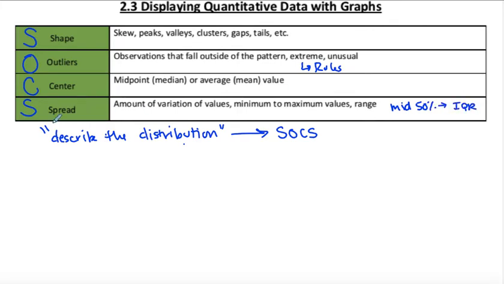There are going to be things that we can describe the spread. How far apart are our data values? Are they consistent around a certain center? Are they inconsistent with a lot of variation? So these are some of the words and things that we want to use when we describe a quantitative data set that says describe the distribution. We want to think SOCS.